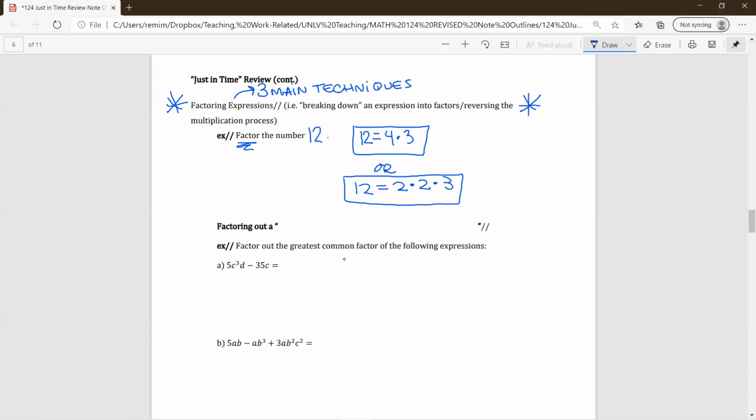So like I said, there's three main techniques for doing this. And so this will be technique one. And in order to do technique two, you have to know how to do technique one. And in order to do technique three, you need to know how to do technique two. So each of these techniques is going to build upon the previous one. So you need to know all of it, and you need to start with this one here, which is factoring out a greatest common factor.